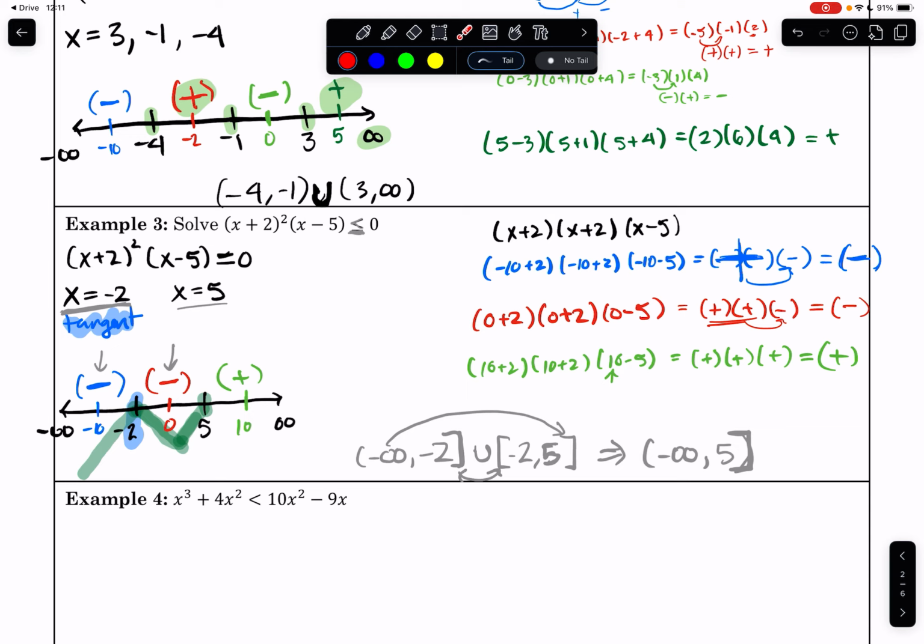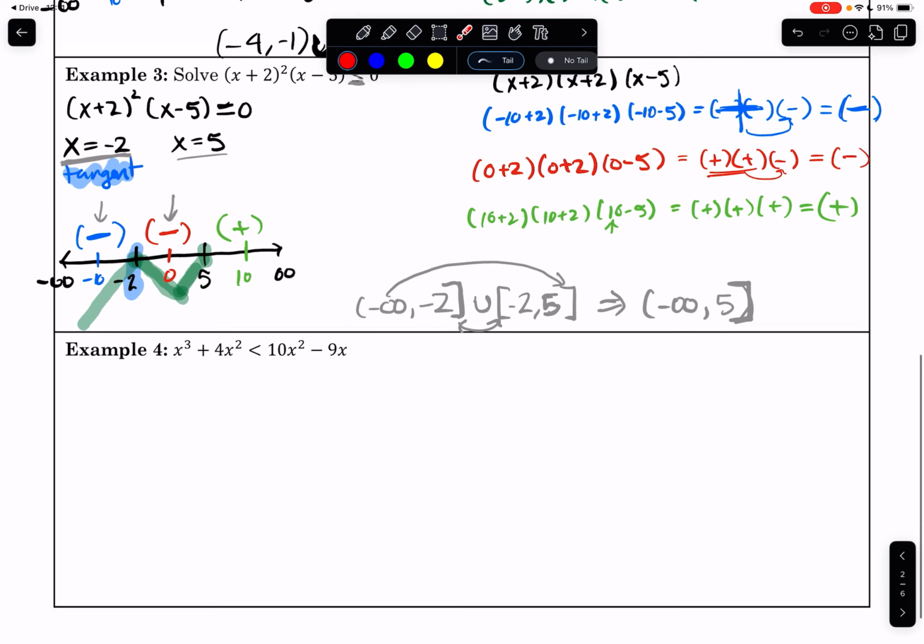At this long interval, at this interval and this interval, which can simply be written like this. Let's look at this next example.